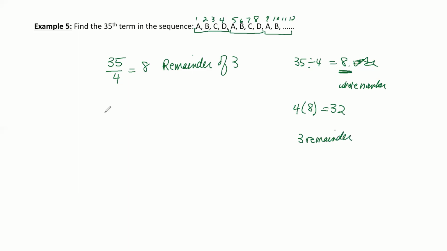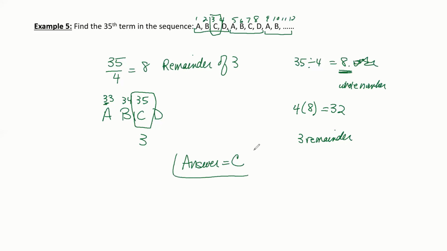So if we have 3 remainder, it's here: 33, 34, 35. So our remainder of 3 means that we're using the same letter as the third letter in the sequence. So our answer is C.